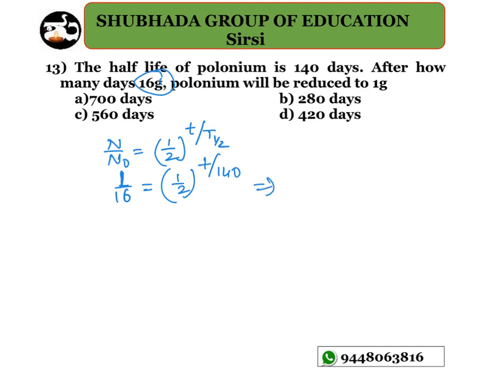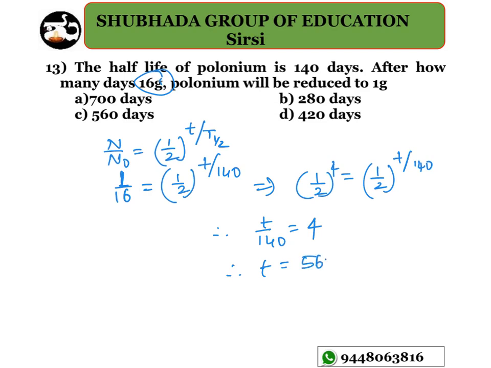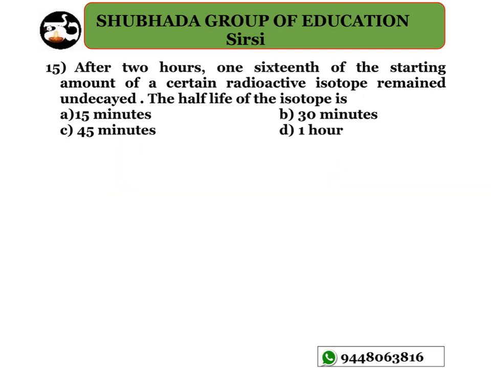So now it implies 1 by 16 is nothing but 1 by 2 to the power of 4, that is equal to 1 by 2 to the power of t divided by 140. So therefore t divided by 140 is equal to 4 here. So that's the reason why I will get t equal to, how much is it, 560, right? 560 days here. So option C is the right answer for this question. Okay, look at the next problem.